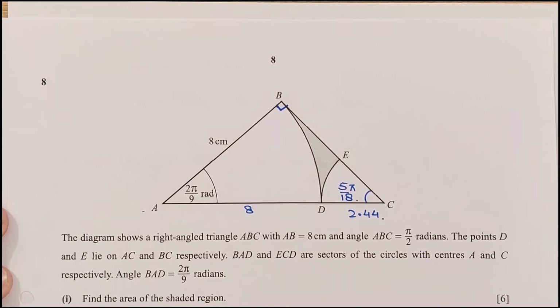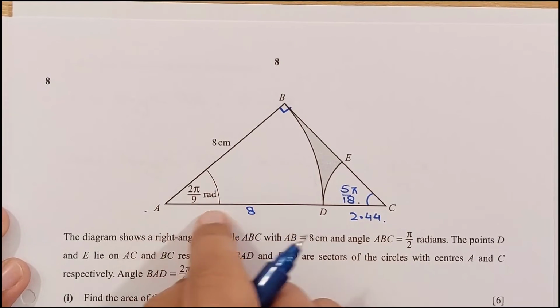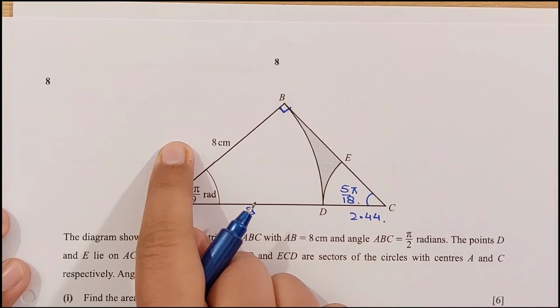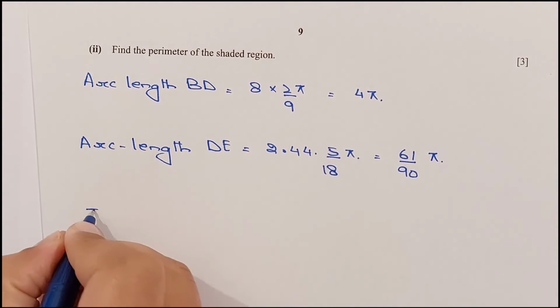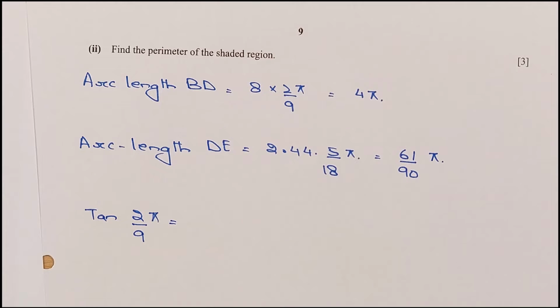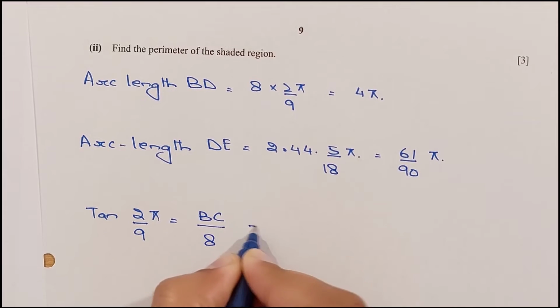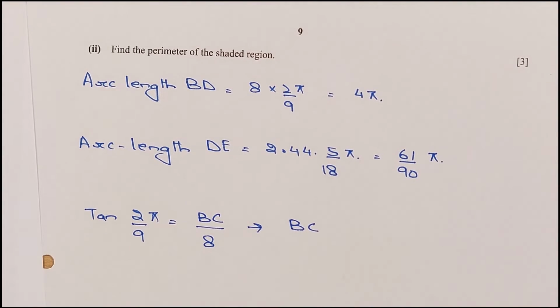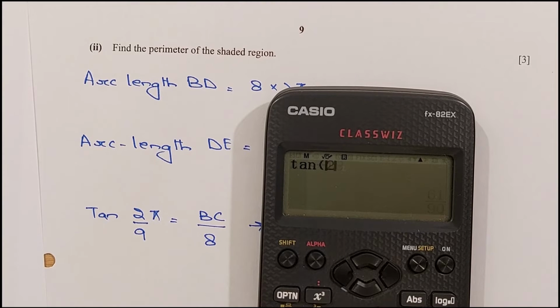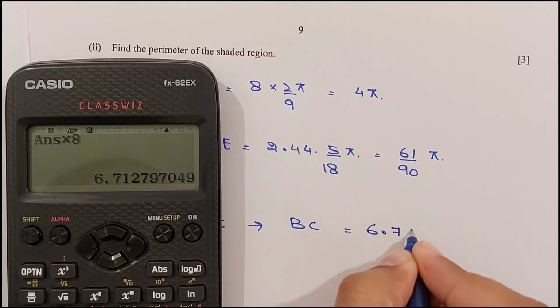As you can see, it is a right angle triangle. We can use SOHCAHTOA to find BC first, right? So this is the angle, the opposite side and the adjacent side. Let me use the ratio for the tangent, right? So tan of 2 pi by 9 radians equals opposite over adjacent. The opposite side is BC and the adjacent side is AB, that is 8 centimeter. So BC is equal to 8 times tan 2 pi by 9, which is BC, 6.71, right?